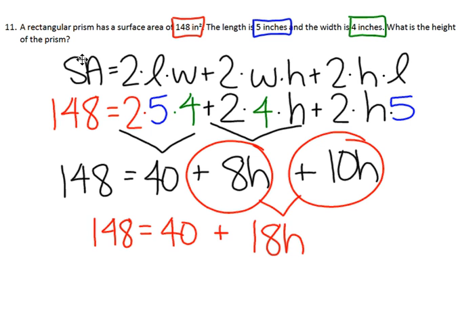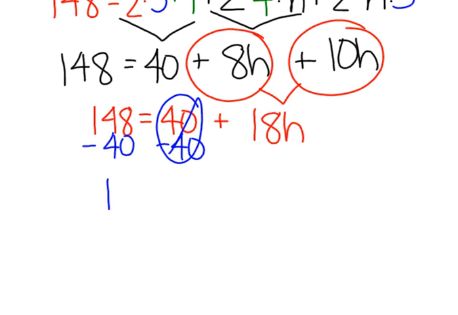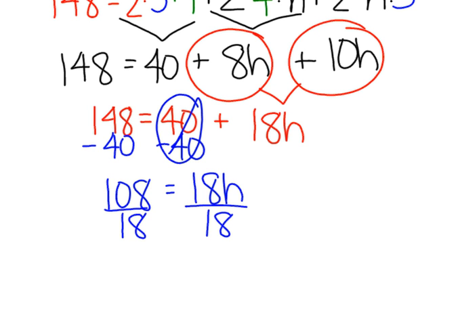And now it's a two-step equation. So we're going to subtract 40 from each side. Here's my 0 pair. And we'll get 108 equals 18h. Finally, we're going to divide by 18 on each side.